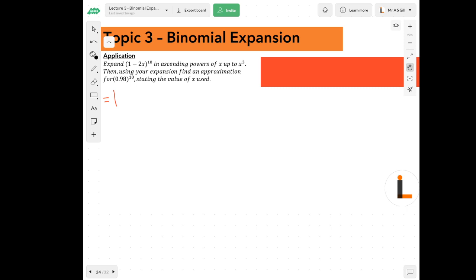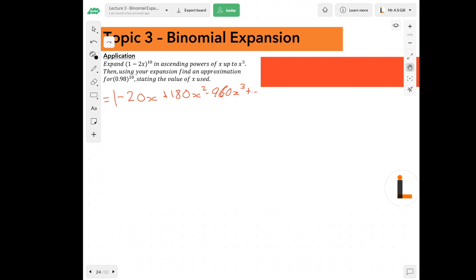So our final answer, we should get 1 minus 20x plus 180x squared minus 960x cubed plus dot dot dot. Obviously the expansion carries on, but we've only been asked for these first few terms. Now the second part of the question is the new learning here. This is using the expansion to find an approximation for 0.98 to the power of 10. So we can see in this question we've got 2 items that are both to the power of 10.